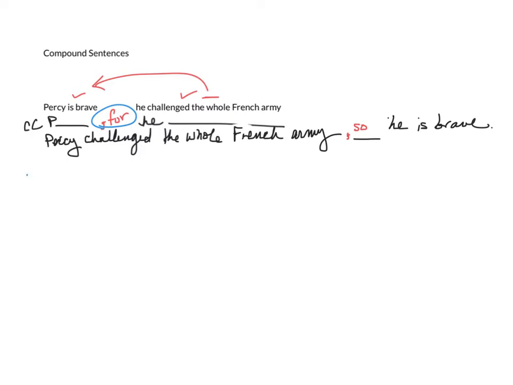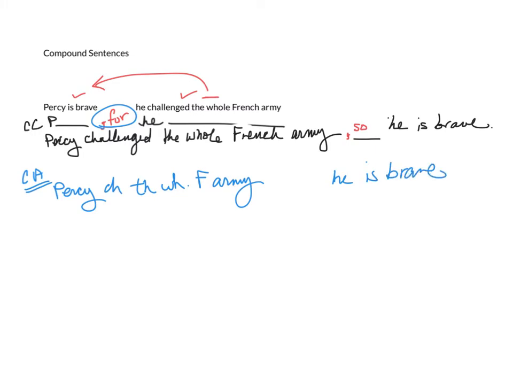Now let's talk about the next one, which is a conjunctive adverb. Okay, I have the same sentences. So I'm going to start with Percy challenged the whole French army. Sorry, I'm not writing the whole thing out. He is brave. Now, a conjunctive adverb is going to be very, very similar. However, it's bigger. So instead of having a little piece of punctuation up front, I want something bigger. What am I going to put? I'm going to put a semicolon.